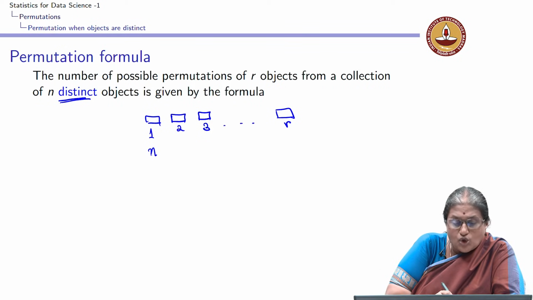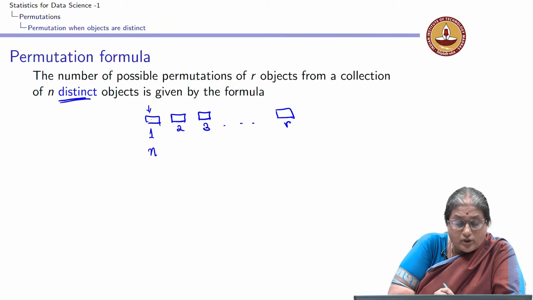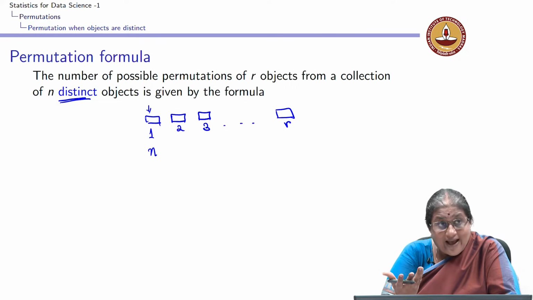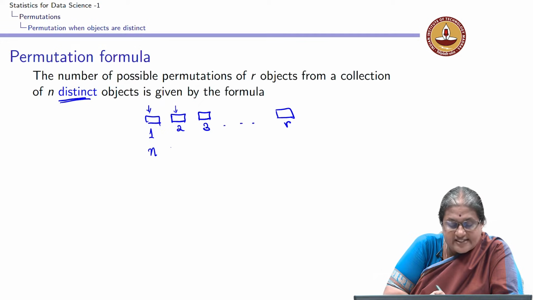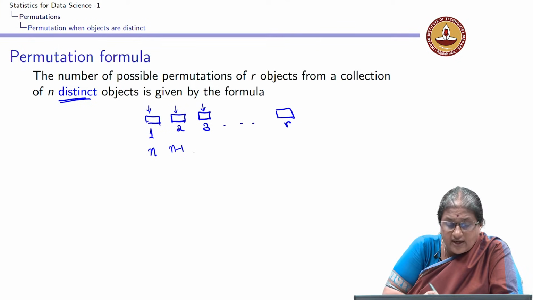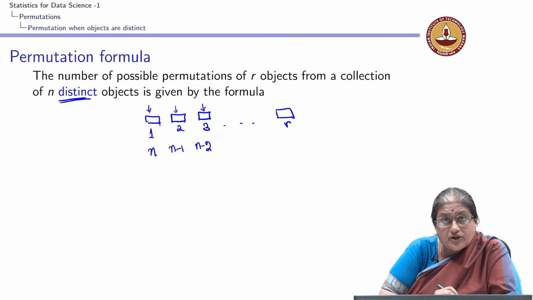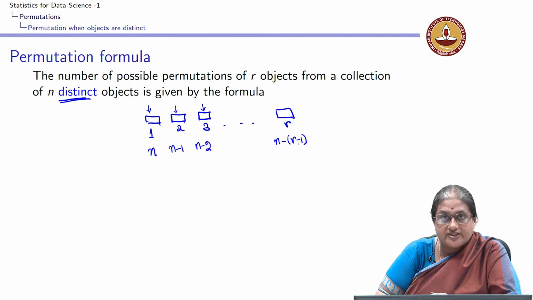Now, once I have chosen from these n distinct objects, I have chosen one object to fill in this block. I do not have that available with me for the remaining. So, the number of ways I can fill in the second is n minus 1. Now I have the first and second filled with 2 objects from these n objects. So, third I can fill in n minus 2 possible ways. The rth I can fill in n minus r minus 1 possible ways.